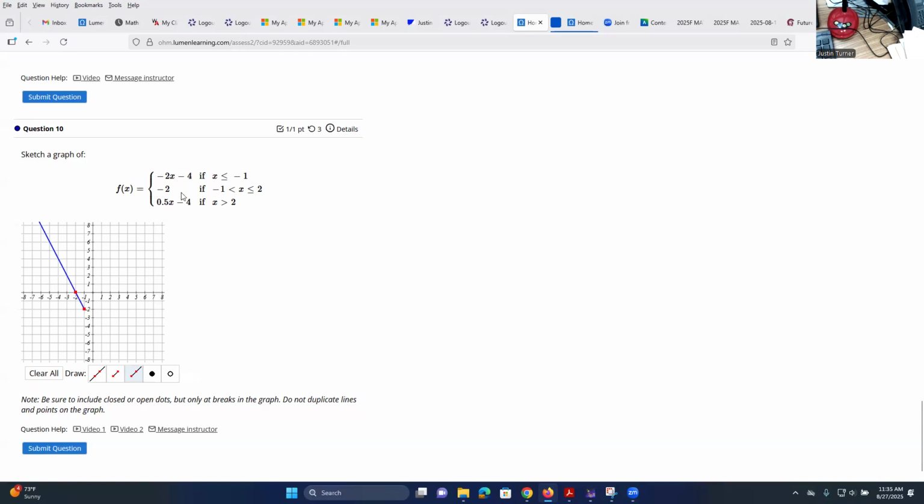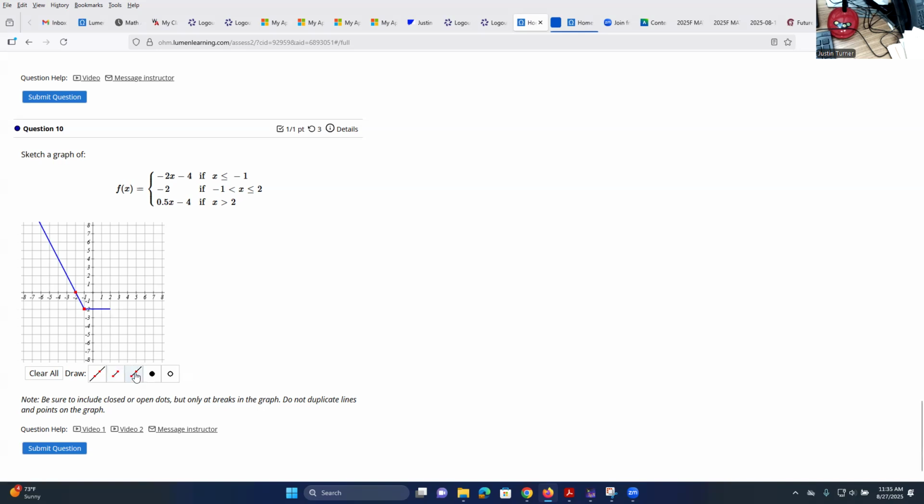We're going to have this constant function from negative 1, comma, negative 2 through 2, negative 2. So I grab the line segment tool, and I'm going from negative 1, comma, negative 2 here through 2, negative 2 here, like this. And then we have f of x is 0.5x minus 4 at 2. 2 times 0.5 is 1, minus 4 is negative 3.